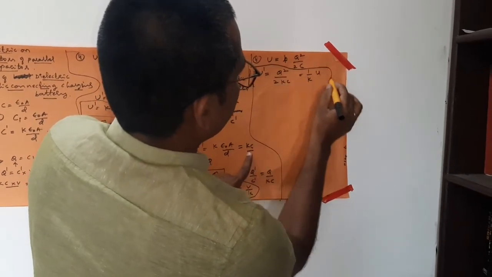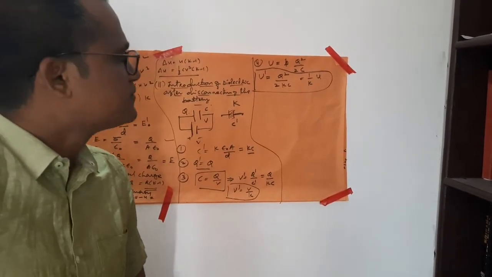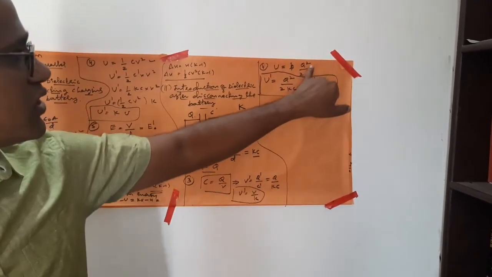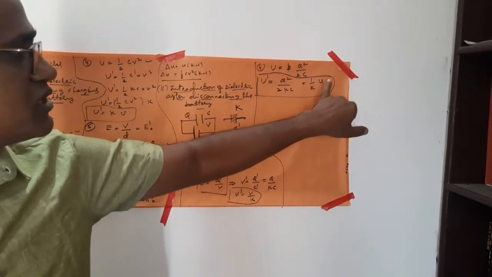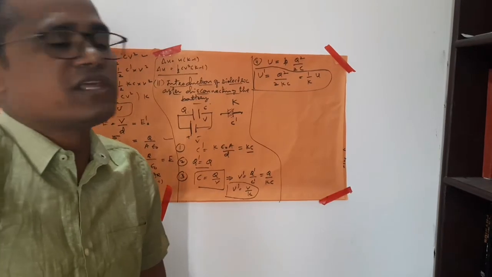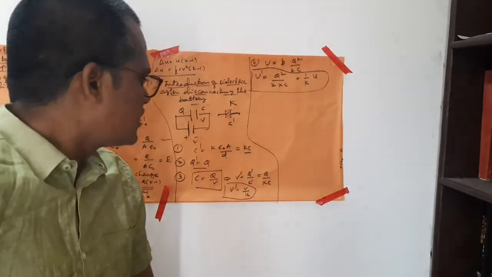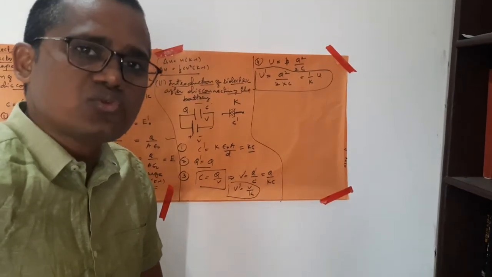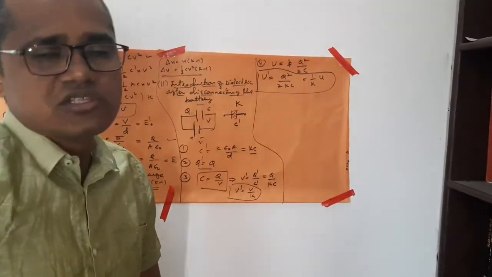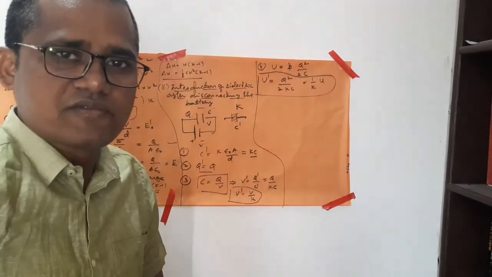Definitely the energy stored will decrease here. Initial energy will be Q square by 2C. Final energy is U by K, which means the energy will decrease by K times, right? So the energy will be used to arrange the dipole molecules in the direction of the electric field.